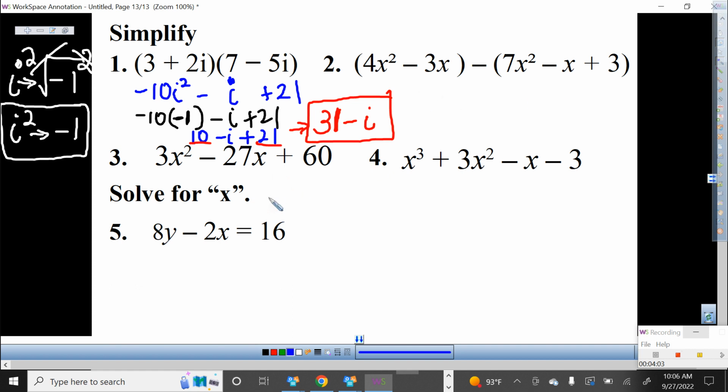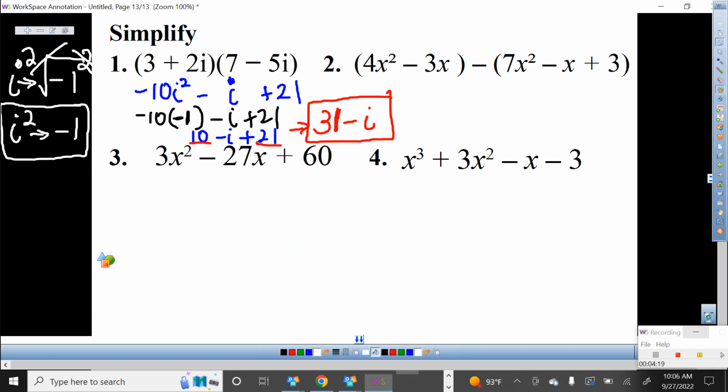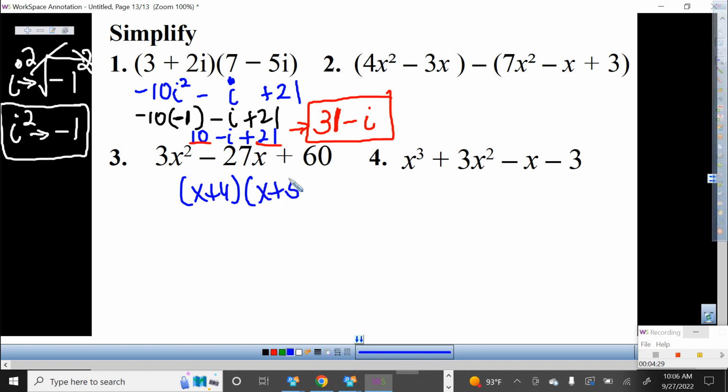Number 3. Andrew, pass someone. Samuel, what'd you get for number 3? x plus 4. x plus 5. Tell your neighbor what's the only thing that Sammy forgot at the end. Yeah, the BFF, which is 3, because that's the GCF that we take out at the beginning. So don't forget to bring that down at the end. Thank you, Samuel.